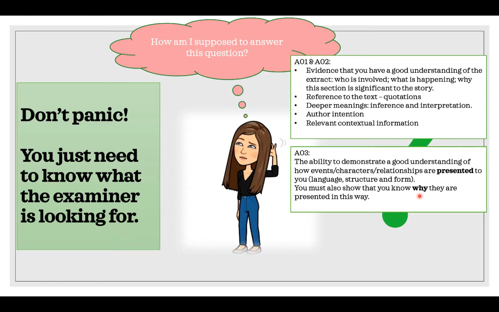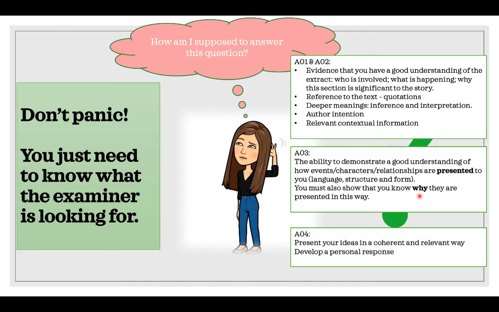So you want to be looking at your what, your how, and your why. What is shown to you? How is it shown to you? Why is it shown in this way? If you can remember your what, your how, and your why throughout analysing the extract, but also writing up your answer, then you'll be able to hit all of the different AOs.